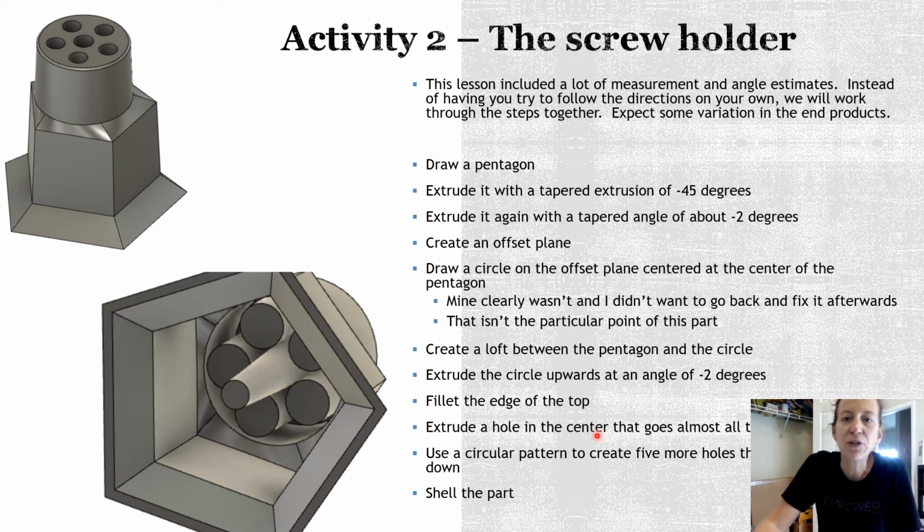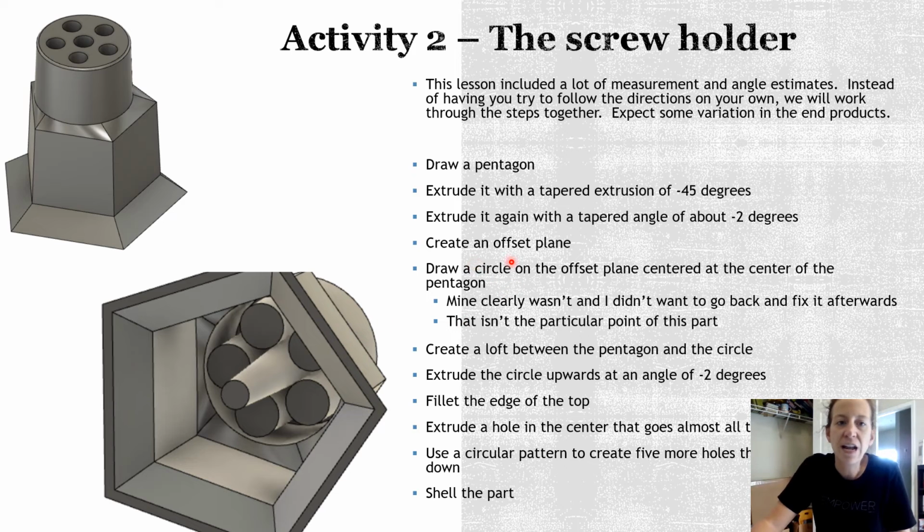So instead of having you try to follow through the directions on your own, we're just going to work through the steps. And basically the steps will look like this. You're going to draw a pentagon, extrude it with a tapered extrusion of -45 degrees. Do note that negative. That is a text message coming in. And so we're going to learn the tapered extrusion. Extrude it again with a tapered angle of about 2 degrees. And what we're doing there is we're creating this pedestal here. It's like extruded, but it's obviously going in at an angle. And I think you can't really see the ridge on that view.